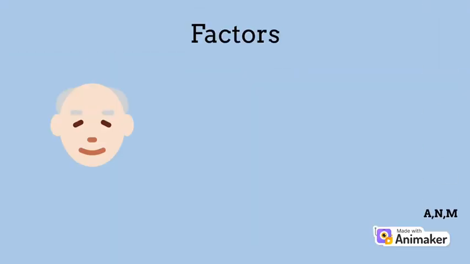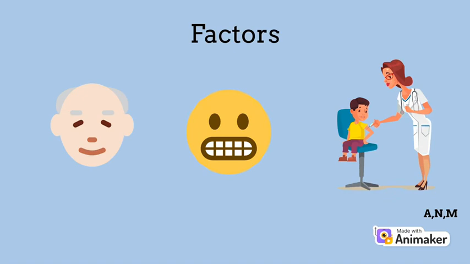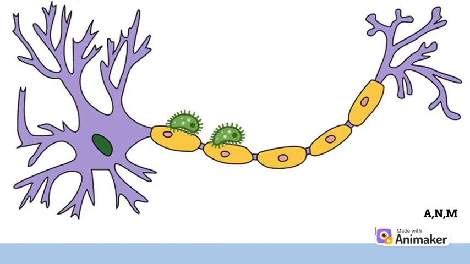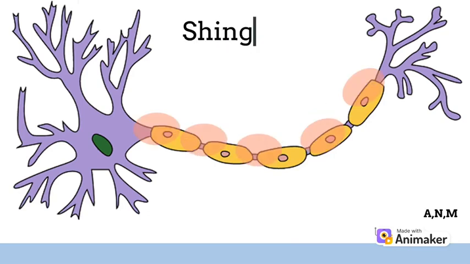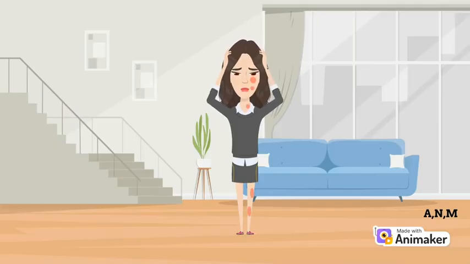Factors such as aging, stress, or a weakened immune system can trigger its reactivation. When this happens, the virus travels along nerve fibers, manifesting as a painful rash along the affected nerve pathway. This condition is known as shingles. Shingles can appear anywhere on the body, but it typically stays confined to one side of the face or body.